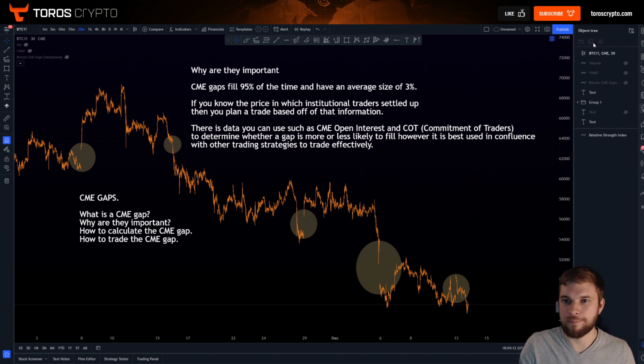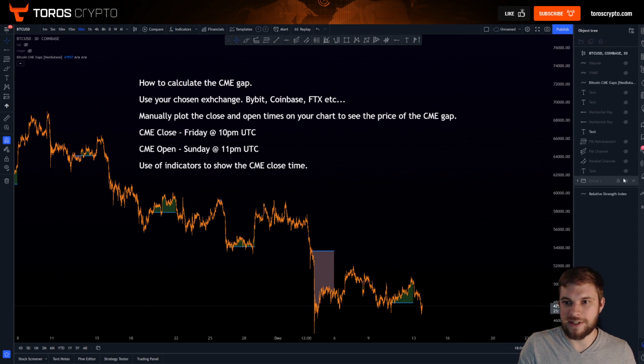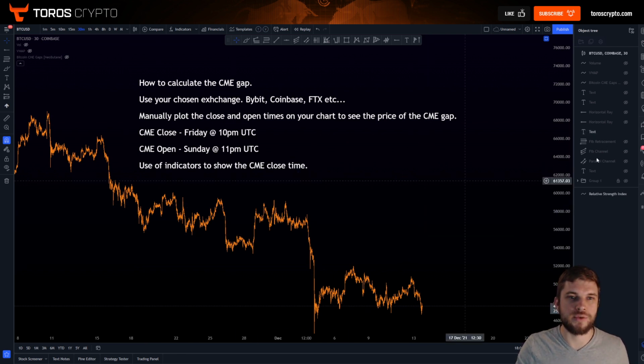So let's go over here and we'll start to take a look at this on just a normal exchange and how you can plot it and trade it. Okay, so obviously as retail traders ourselves, we're not going to be over on the CME trading those charts.